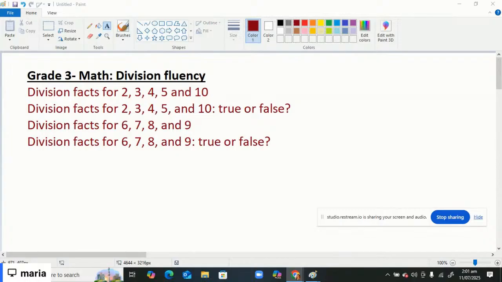So today we are here for grade 3 maths. The chapter we discuss today is division fluency. And here is the list of lessons: division facts for 2, 3, 4, 5, and 10; division facts 2, 3, 4, 5, and 10 true or false; division facts for 6, 7, 8, and 9; and division facts for 6, 7, 8, and 9 true or false.